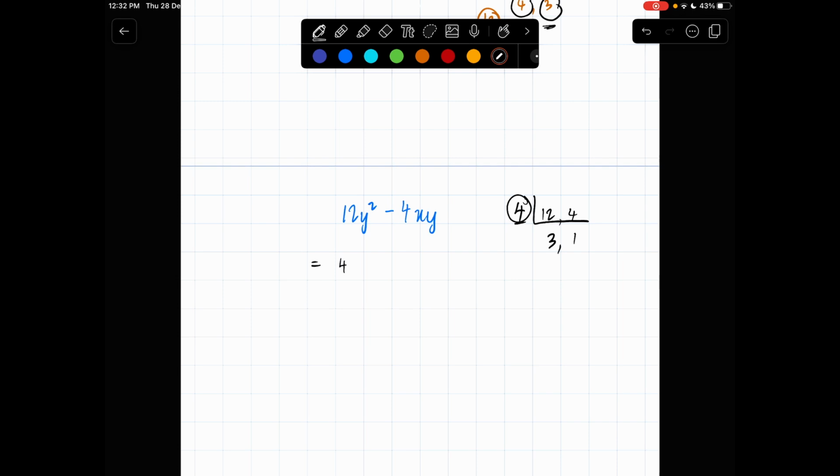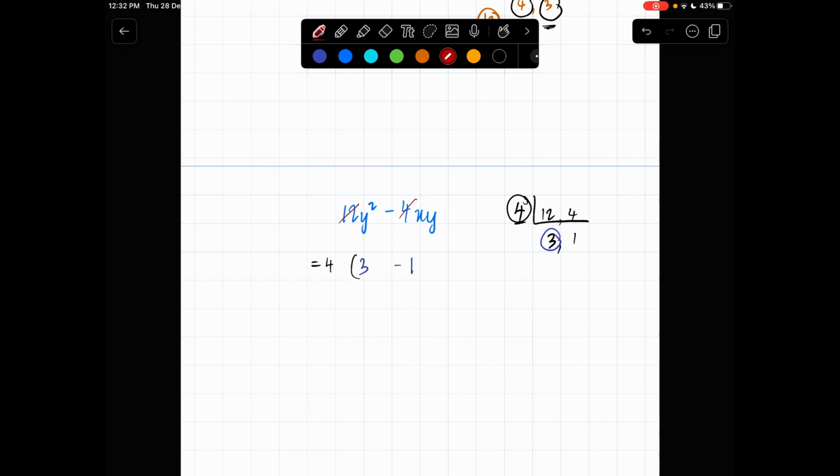4 will be outside, and inside we will have 3 from here. Then we'll have 1 on this side. So let's just put 1 first, and we'll have 3 minus 1. So now let's take a look at the unknowns. Once we're done with numbers, we can cross the numbers off.